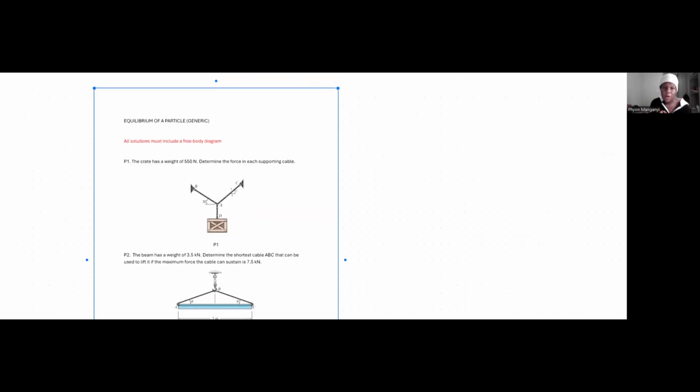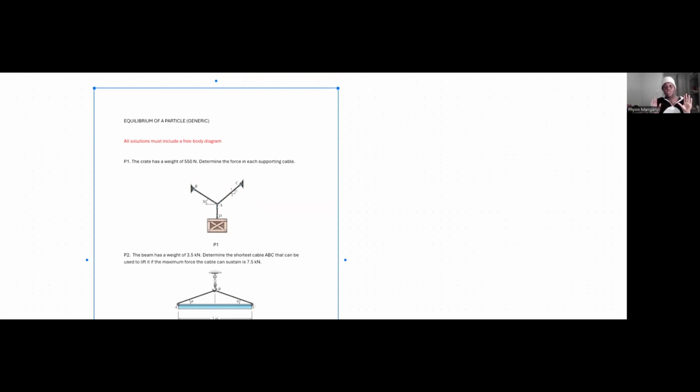Today we are going to learn about equilibrium of a particle. Firstly, I will explain what equilibrium of a particle means. Equilibrium of a particle occurs when the net force acting on a particle is zero, meaning it's at rest or moving at constant velocity.